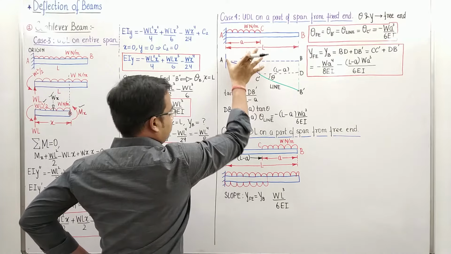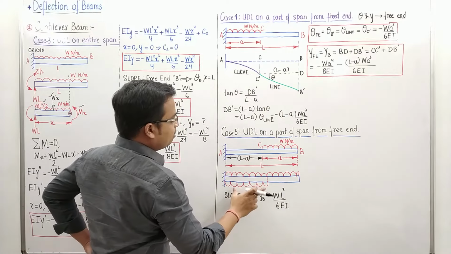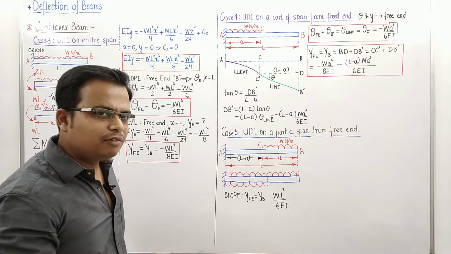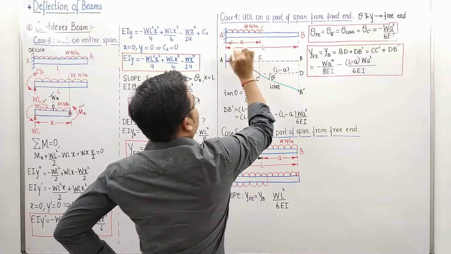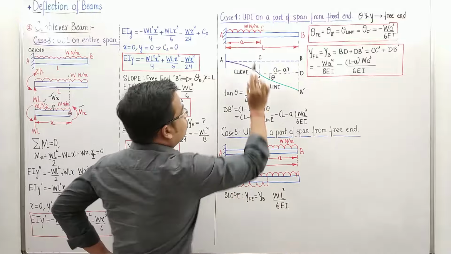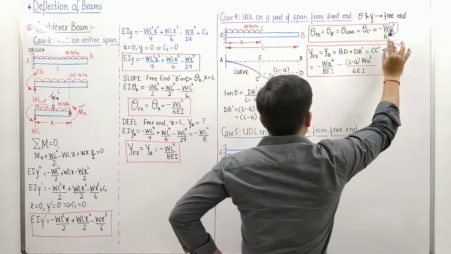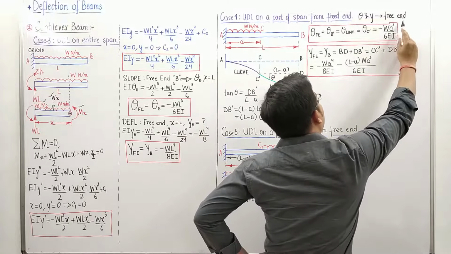That A was here, but here we are having L minus A. So that A will be replaced by L minus A. Once again, थोड़ा सा confusing है, ध्यान से देखो यार. Here this portion is A and here this portion is L minus A. So if this was A, then the slope was A cube. But if it is L minus A, then here we need to write L minus A and cube of it.